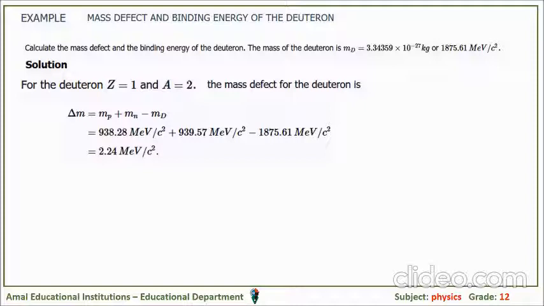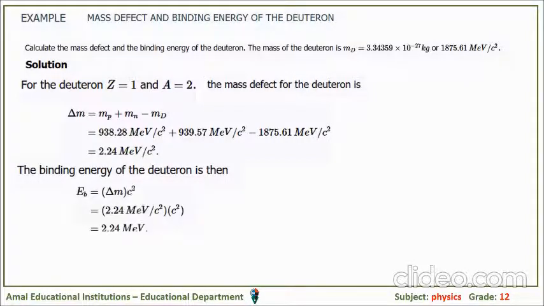It will be 2.24 mega electron volt per c squared. And the binding energy for deuterium is nothing but delta M times c squared. It will be 2.24 mega electron volt.